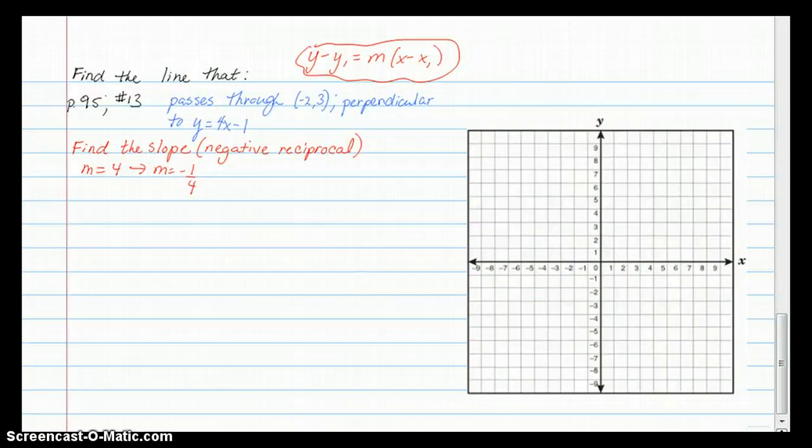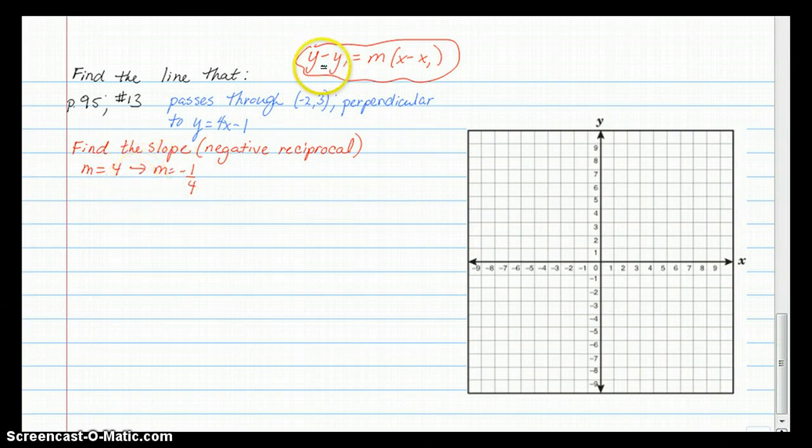Okay, this is page 95, number 13. We're going to find the line that passes through -2, 3 and is perpendicular to the equation y equals 4x minus 1. First step is to find the slope, the negative reciprocal. The slope of y equals 4x minus 1 is m equals 4. The negative reciprocal is the opposite sign, a negative, and the reciprocal of 4 is 1/4.